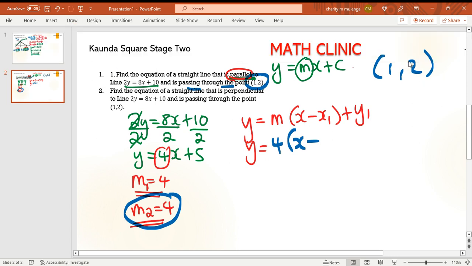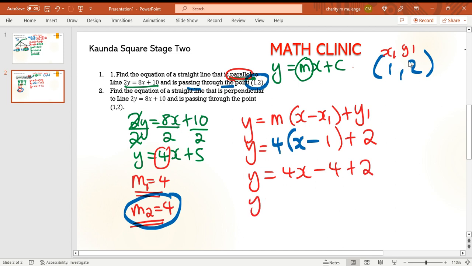So that is my x1, that is my y1. I'll get that one as my 1, and that one as my 2. So 4 times x is 4x. 4 times negative 1 is negative 4 plus 2. Then the last thing we are going to do is evaluate the integers on the right side. So 4 is bigger than 2, so my sign will be negative, and the signs are different, so it's subtraction. 4 minus 2, we're getting 2.